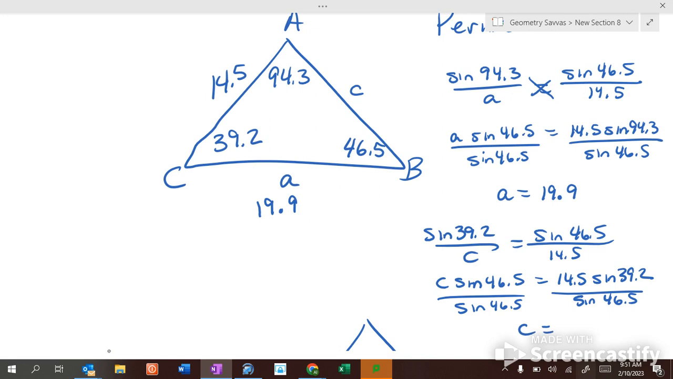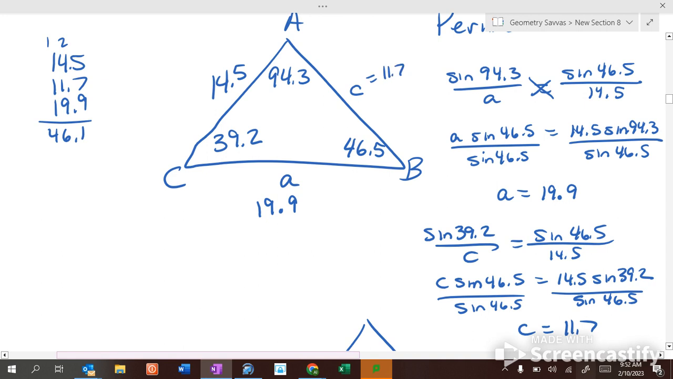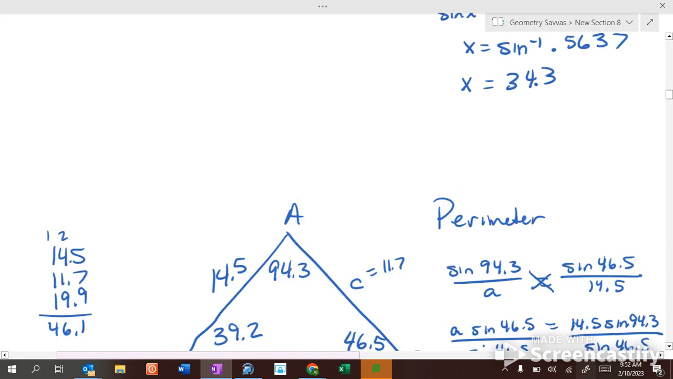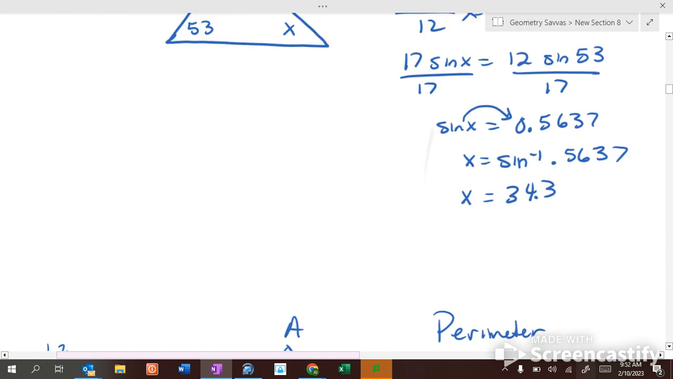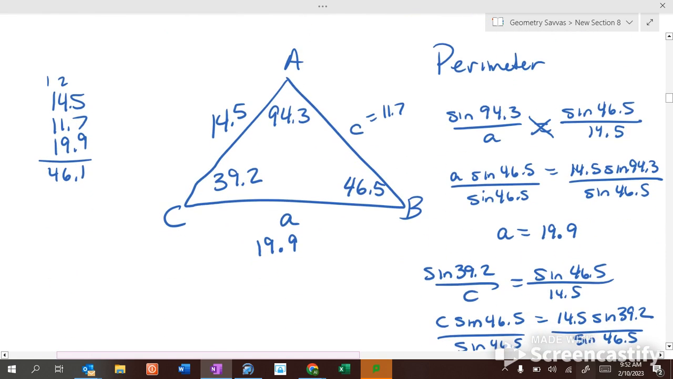11.7. So to find the perimeter, we take 14.5 plus 11.7 plus 19.9, add them together, we get 1, carry a 2, and we get 6, carry a 1, so 46.1. Okay, so we had 3 straight problems with law of sines. 1 to find a side, 1 to find an angle, and 1 to find the perimeter, so we have to find 2 sides.